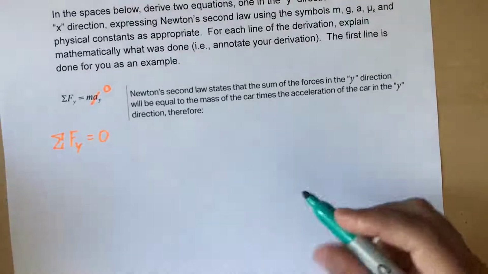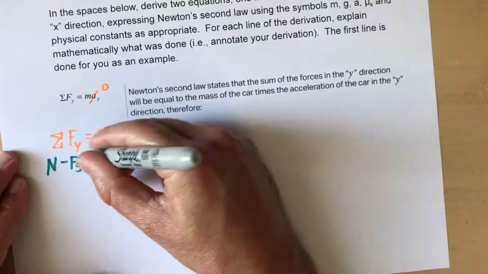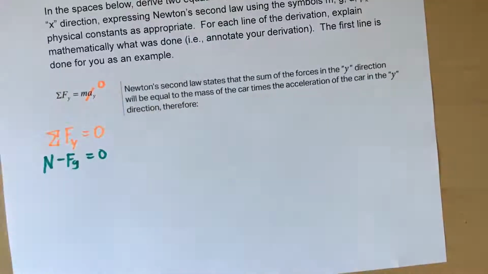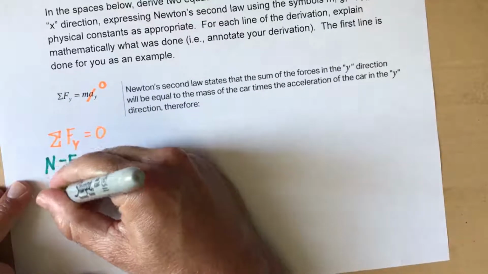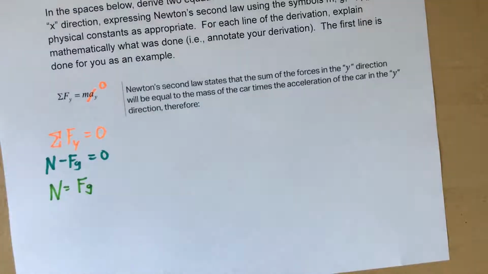Now, let's talk about what are the forces in the y direction. We've got the normal force up minus the force of gravity down. That's got to equal 0. And so we can make the next statement, which is pretty obvious. We did it from the very beginning, that the normal force must be equal to the force of gravity.